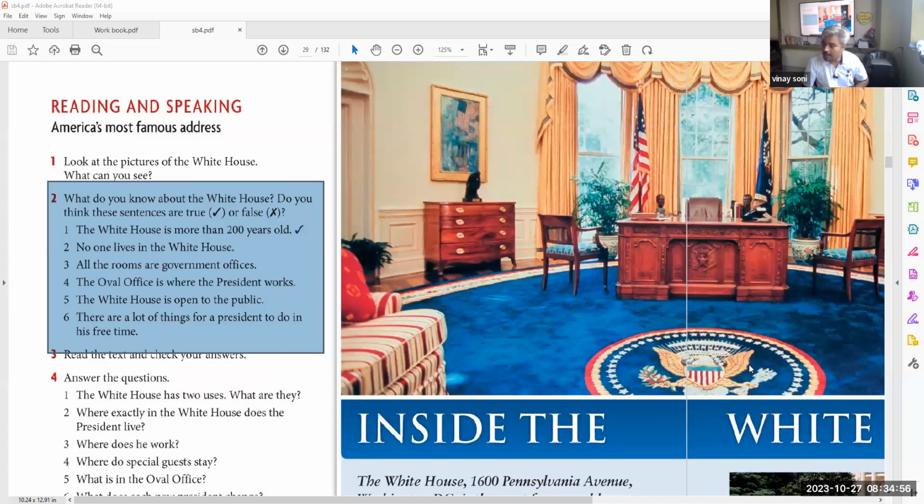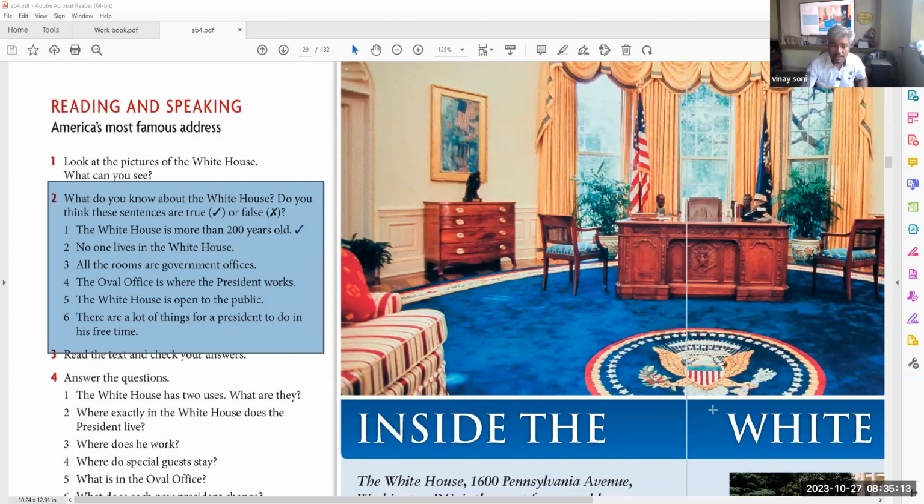मतलब समझ में आ रही है? There are a lot of things, बहुत सी चीजें हैं to do करने के लिए in his free time, है ना? खाली समय में president के लिए. It means the president can do a lot of things in his free time.